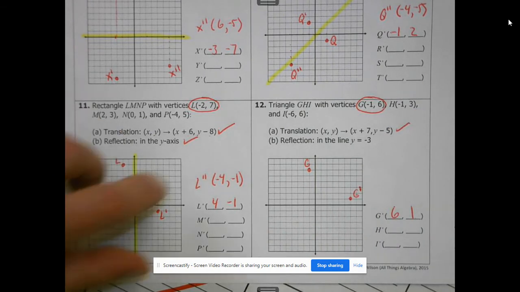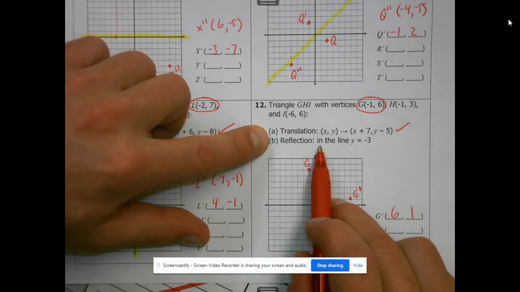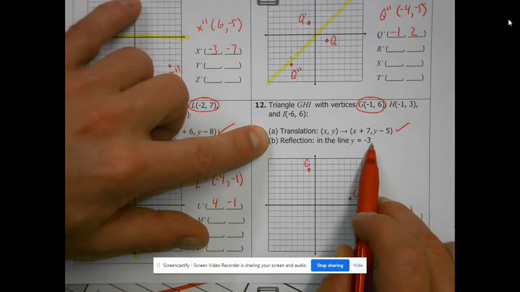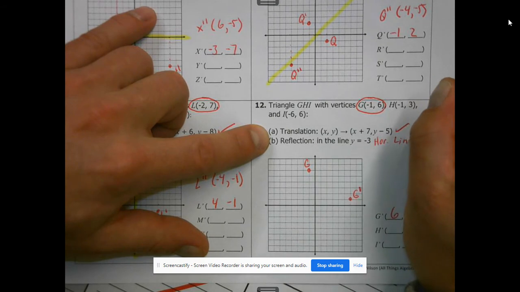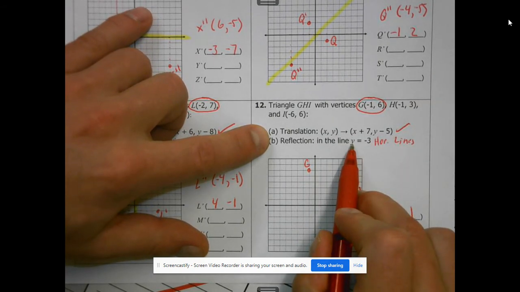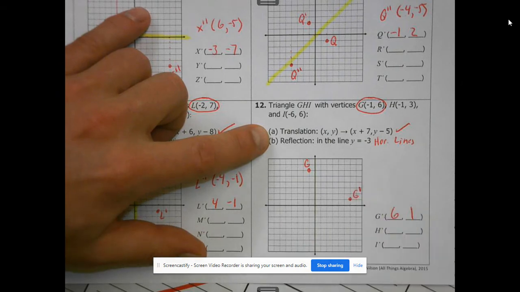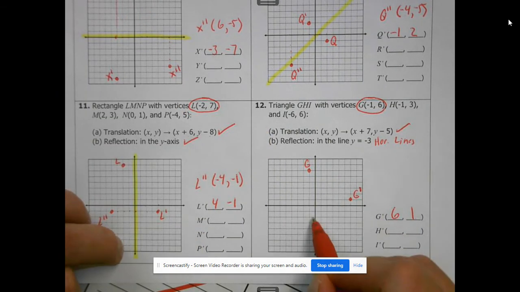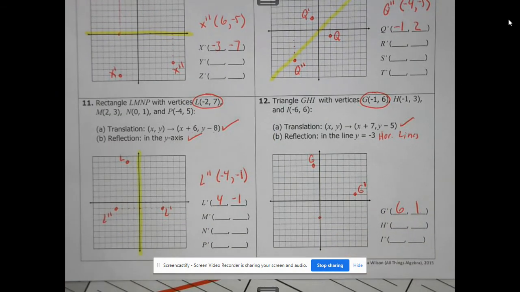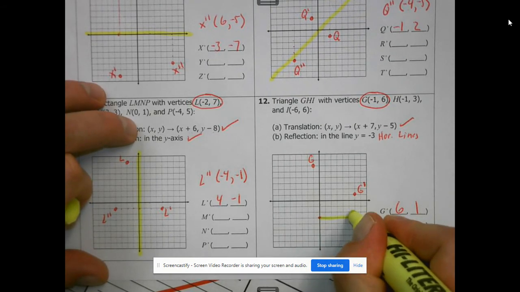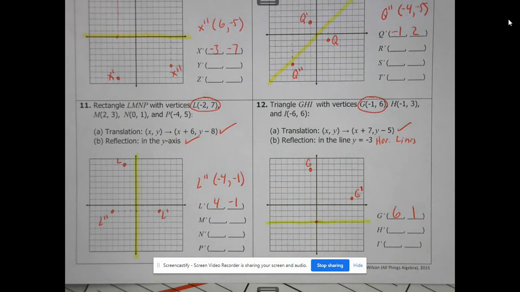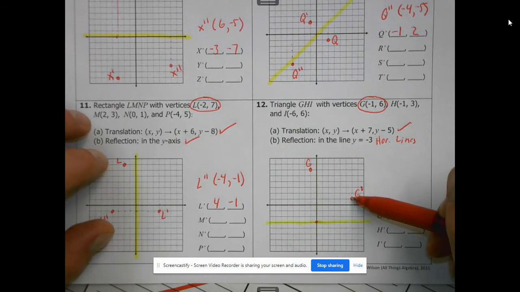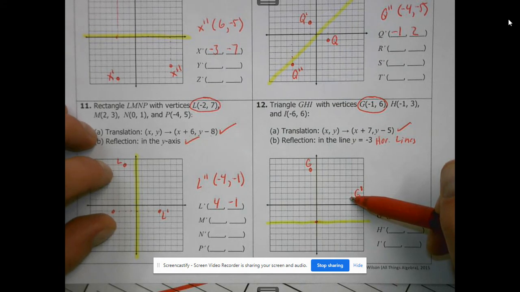First transformation, done. Second one is a reflection in the line y equals negative 3. Remember, these are horizontal lines. Go to the y-axis, and at negative 3, draw a horizontal line. 1, 2, 3. That's where I'm going to draw my horizontal line. And once again, we just got to count boxes from the last point. So how far is G prime from the line y equals negative 3? It is 1, 2, 3, 4.